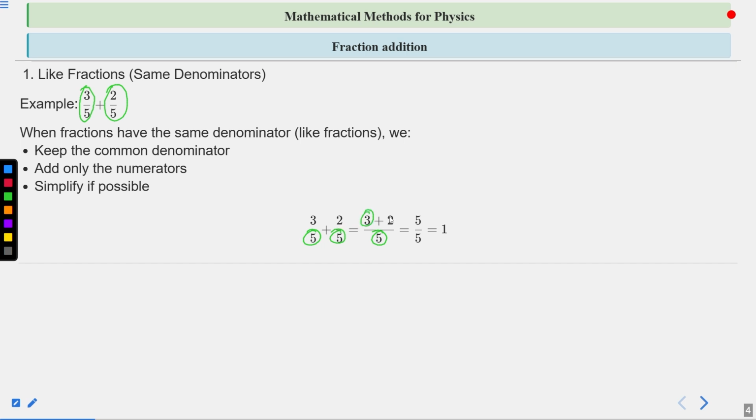Now add only the numerators, that is 3 plus 2, which is 5. So, 5 by 5 is 1. I hope this is clear. This is basic mathematics, and we will use it in the chapter of capacitance when we add series and parallel combinations of resistors and capacitors. So this is very important.